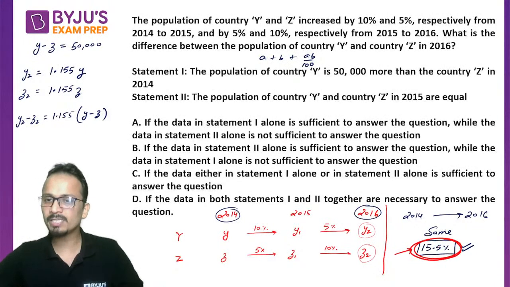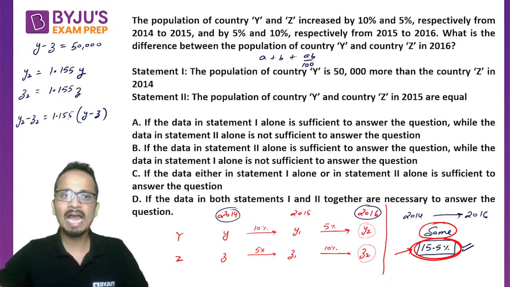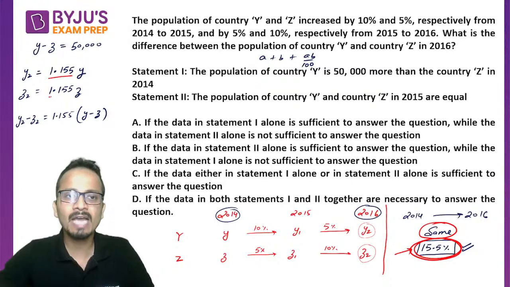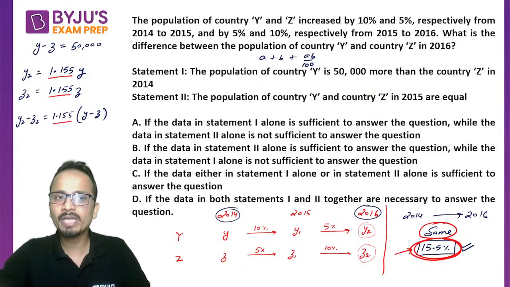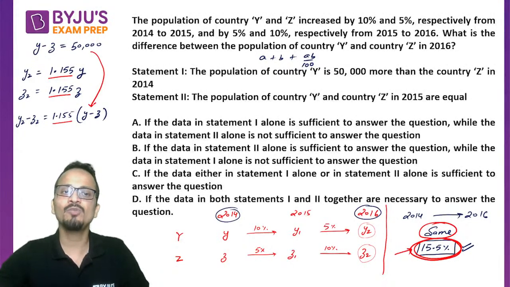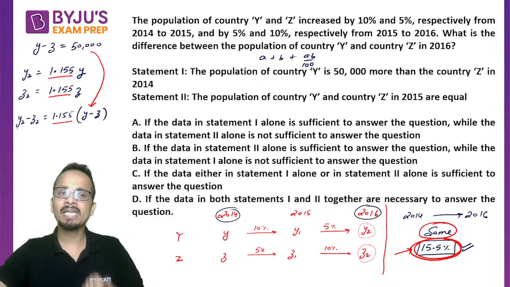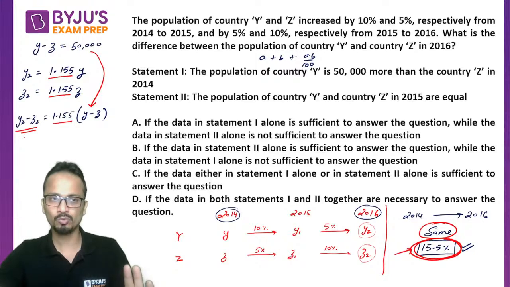The important thing is that the percentage change will be the same, and hence this factor and this factor will be equal, and I'll be able to take it common. Then I can substitute this value of Y minus Z, and I can find out the difference between Y2 minus Z2.